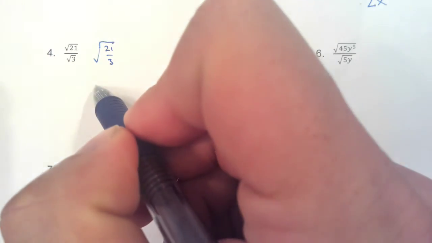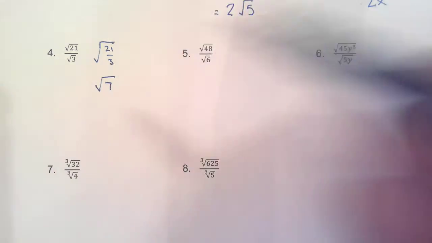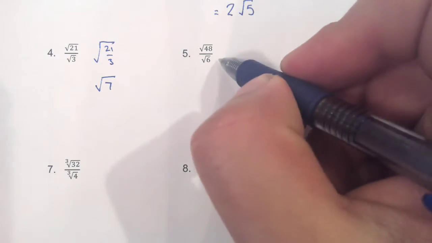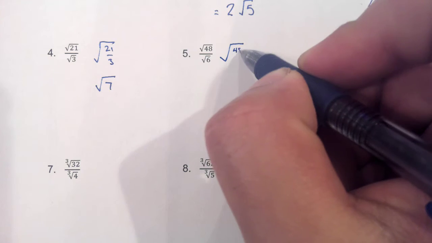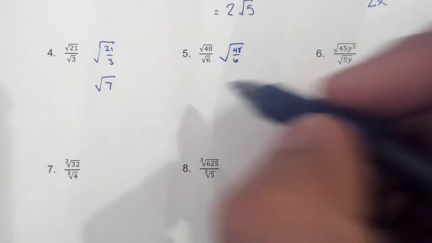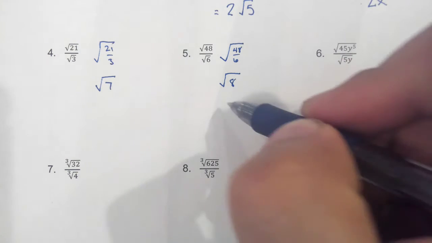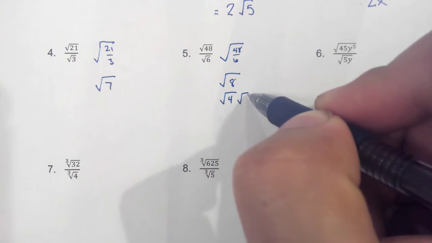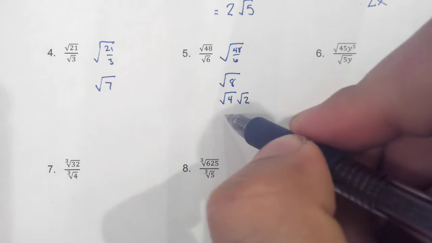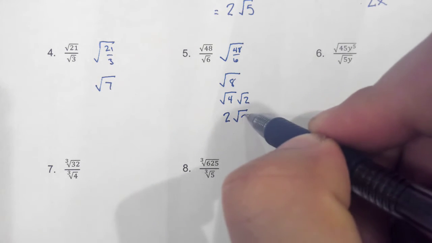Okay, on this one, you should have said this is the same as 21 over 3. Do the division, and you get 7 once again. Doesn't simplify any further. On number 5, making it a single radical, 48 is divisible by 6. 6 times 8 is 48. And then 4 times 2 is 8, so you'd separate it out using the product rule, and you get 2 square roots of 2.